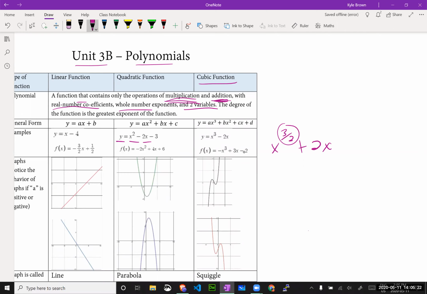And then the degree of the function is the biggest exponent. So I'll do more examples of that. But what you would say here is that this one would be a degree 1 because the biggest exponent on it is 1, right? That's the biggest one. The next one is 2, so that'd be a degree 2. And the next one is 3, so that'd be a degree 3 polynomial, making it a cubic function.